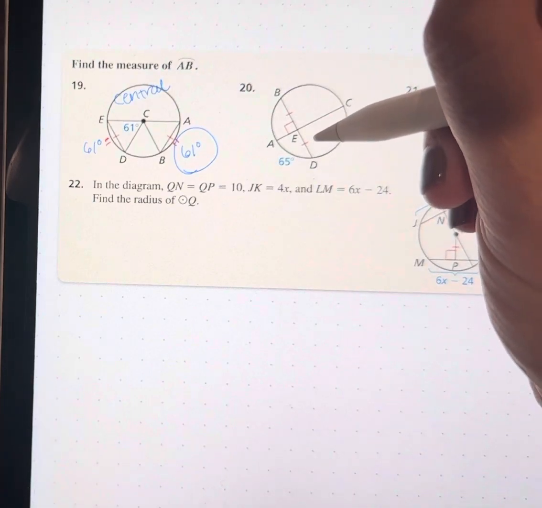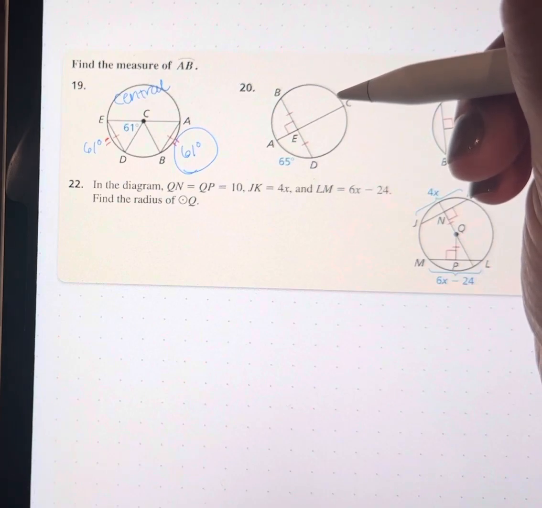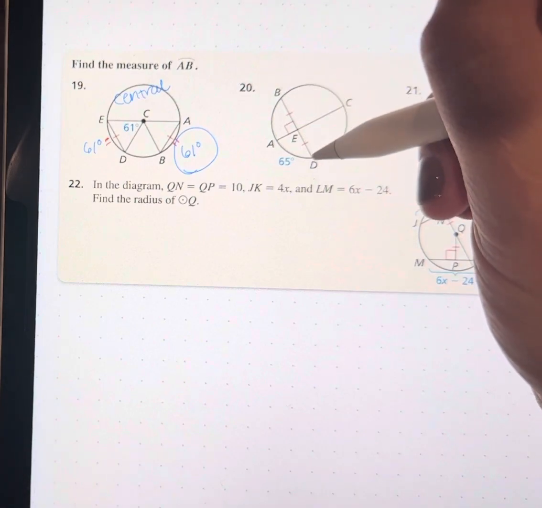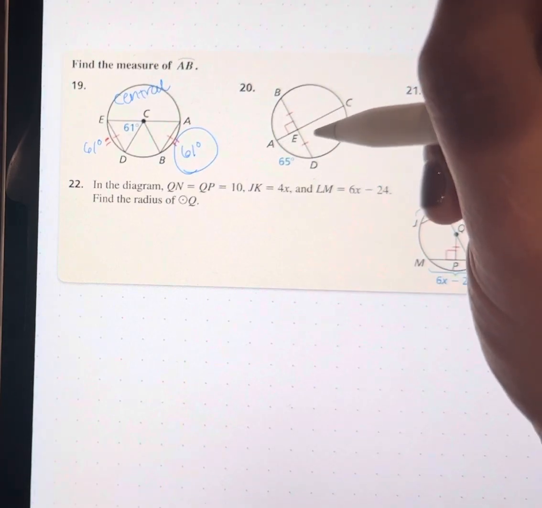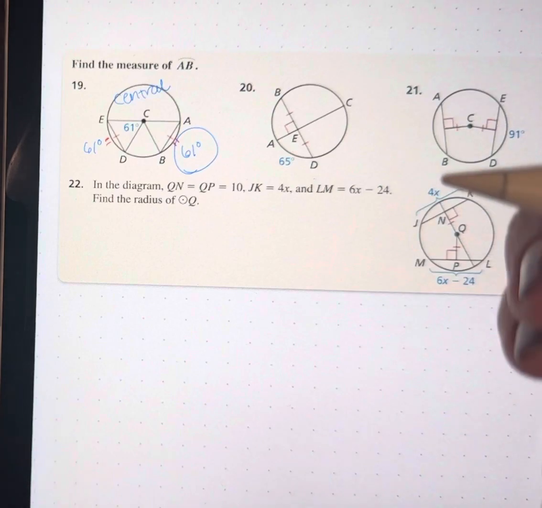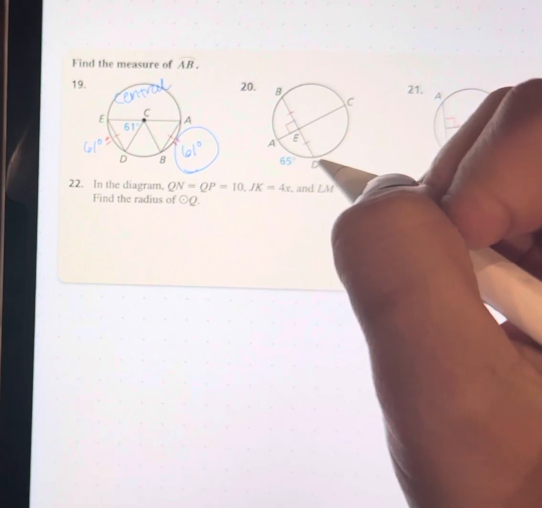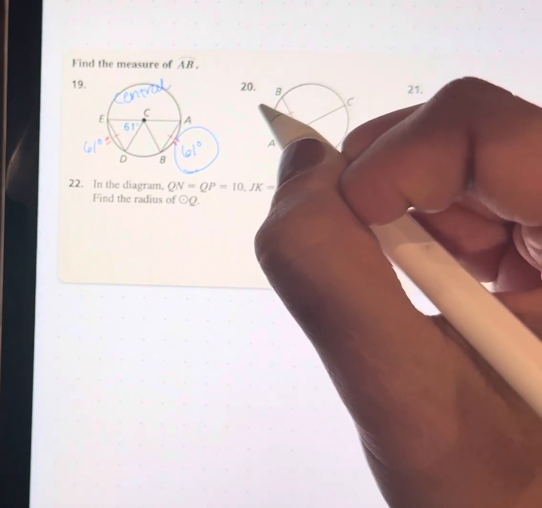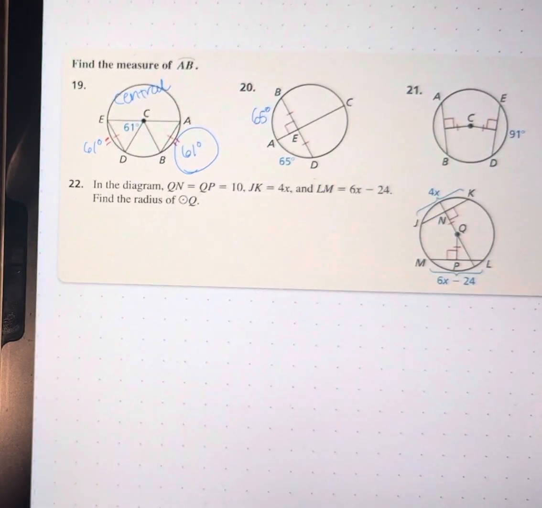Okay, here we are. Another case. In this particular case, we've got a chord that has been perpendicular bisected by AC. That means that AC is technically a diameter, but that's not relevant to this question. It is good for you to know that, though. If arc AD is 65, then arc AB is 65 degrees. Okay, next. In number 21, we are told that arc ED is 91.